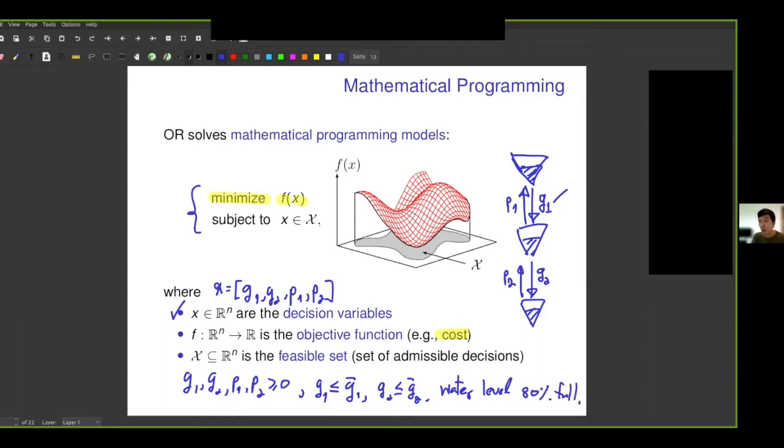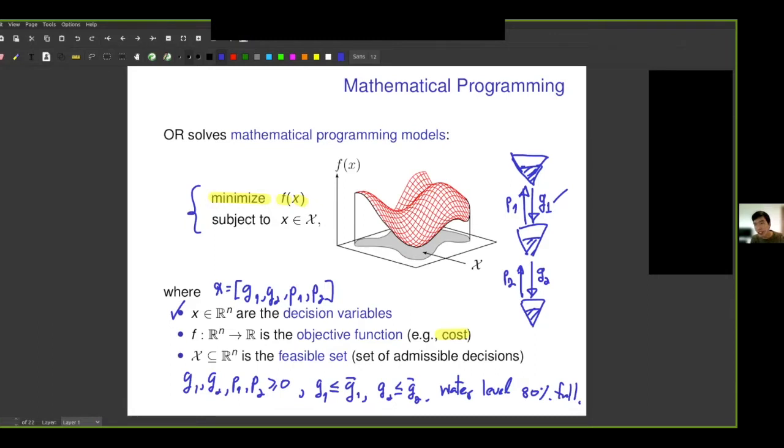To make sure that it's beautiful enough for us to attract the tourists, right? So all of these examples of the constraints put together will be the description of the feasible set. It's basically the scope of the variables X that it could take. Okay. So three components of the mathematical optimization problem: the decision variables, the objective function, and the feasible set.